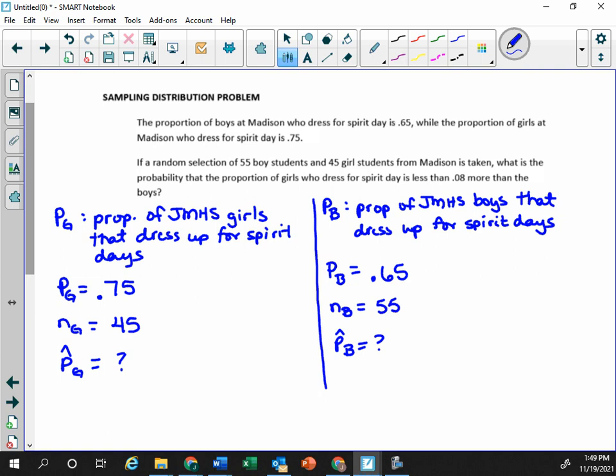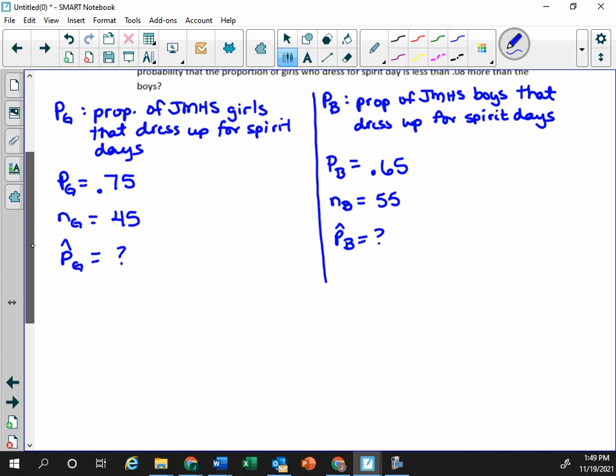Good so far. None of that's really too tough. It's just tedious, right? Just have to write it all out. Okay, now we get to check conditions for both of these groups.